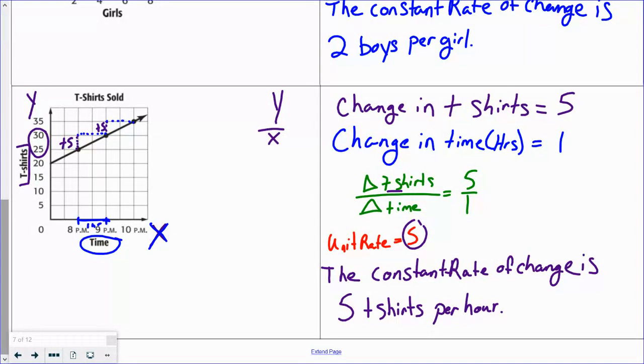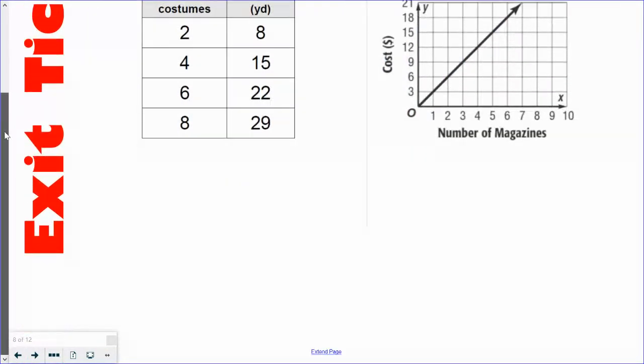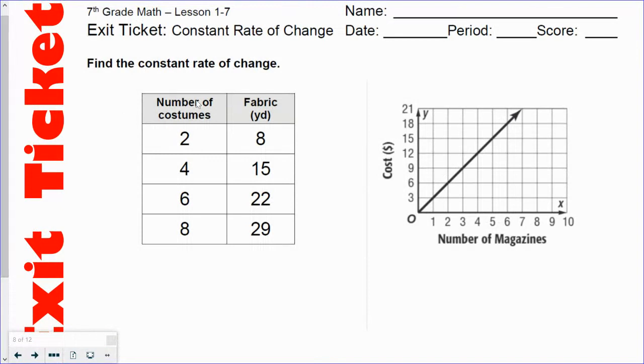All right. Doing great. You guys, thank you for hanging in and watching this whole video through. So next you have your exit ticket. So you just need to go through and find the constant rate of change for both your table and a graph.